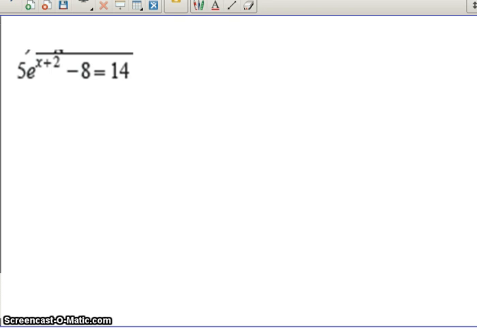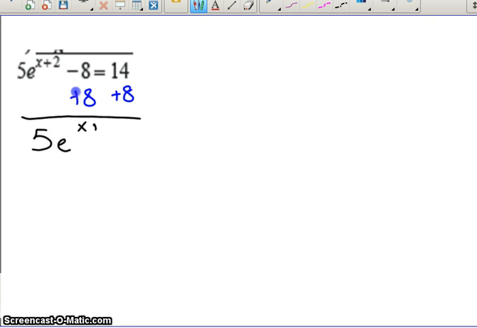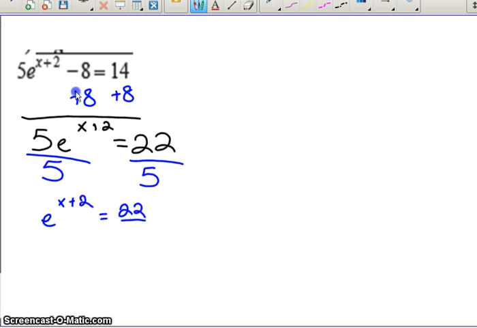Okay, for this one, it's slightly more complicated, but still pretty simple all in all. 5e to the x plus 2 minus 8 equals 14. So, for this one, we are going to start out by adding 8 on both sides. That's going to give us 5e to the x plus 2 equals 22. Now we can't take the log of both sides until the exponential is by itself. So we need to divide both sides by the 5. That gives us e to the x plus 2 equals 22 over 5.